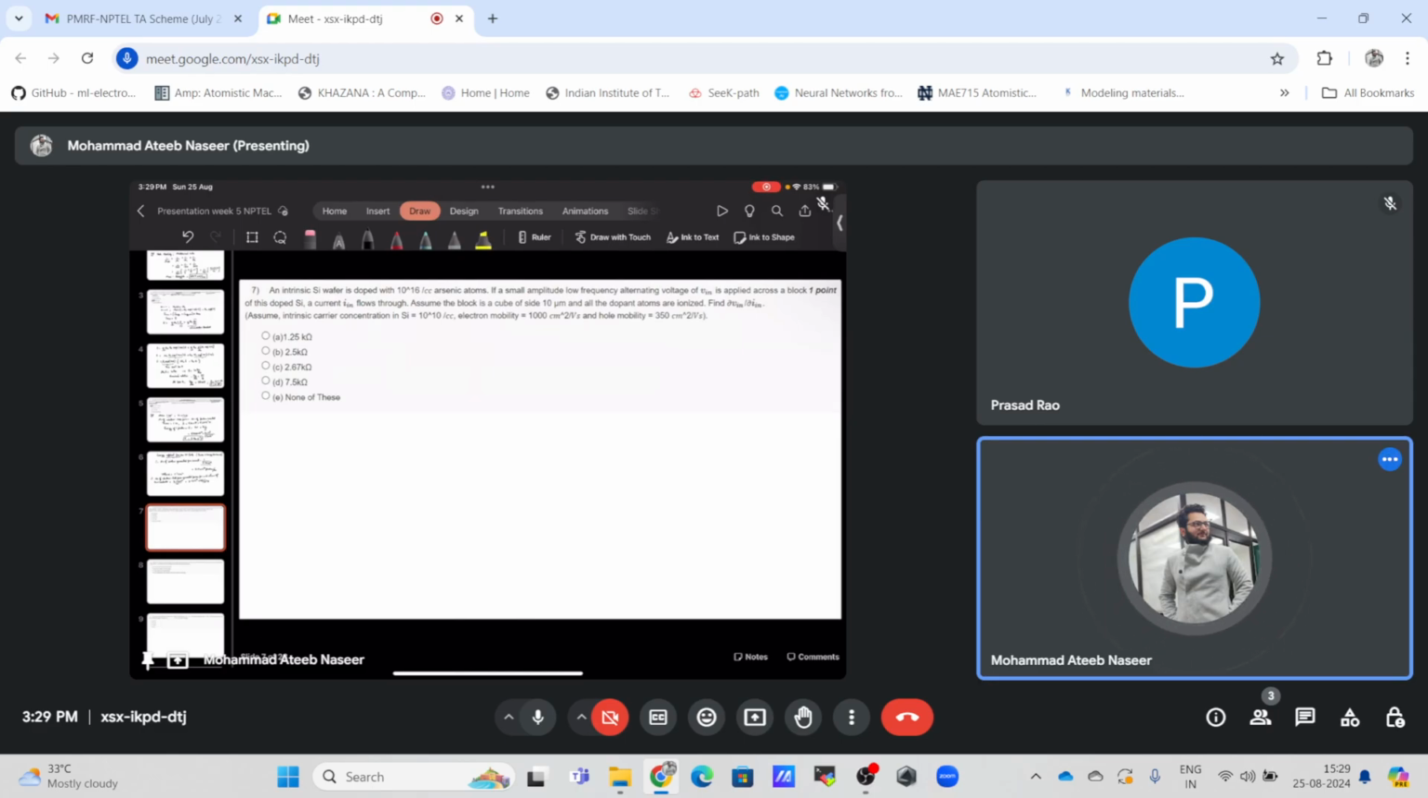The donor sites will now be immobile sites, and they will have the positive charge. As a result, if we see the semiconductor as a whole, it will still be charge neutral, because Nd positive is what has produced the free electron. So overall the system will be charge neutral.